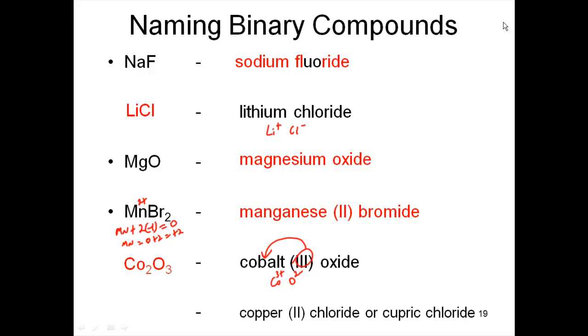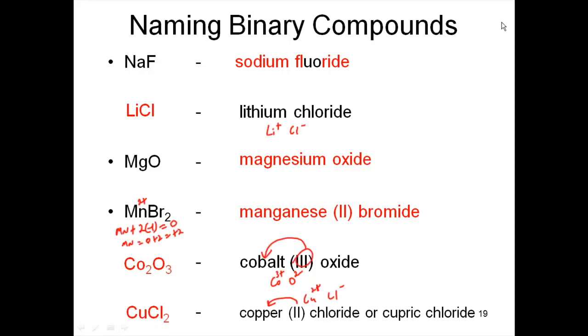I have another one, copper(II) chloride or cupric chloride. Got to remember that Roman numeral 2 is telling me my copper is copper 2. And then I have chloride, which is a -1. Need to balance that out, which means I get CuCl2.